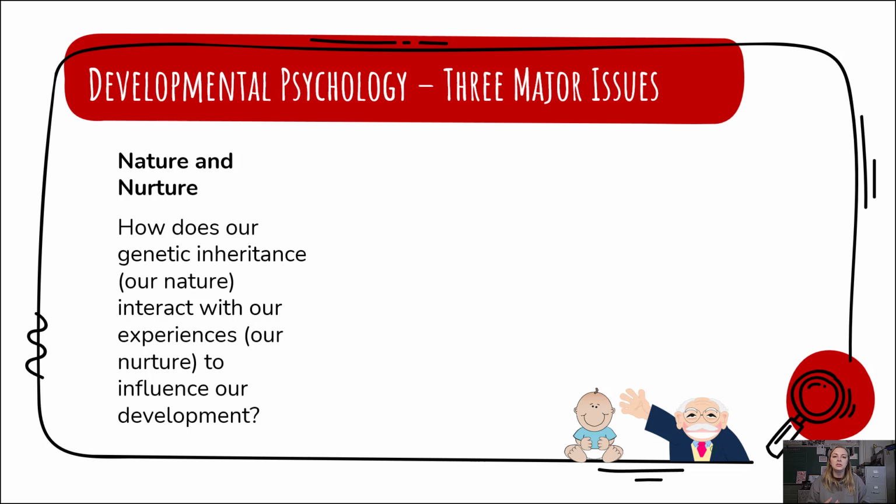So what we're going to be doing throughout this unit is really investigating what are the aspects of our biology that influence our behavior, and what are the aspects of our environment that influence our behavior, and how do those two things work together?